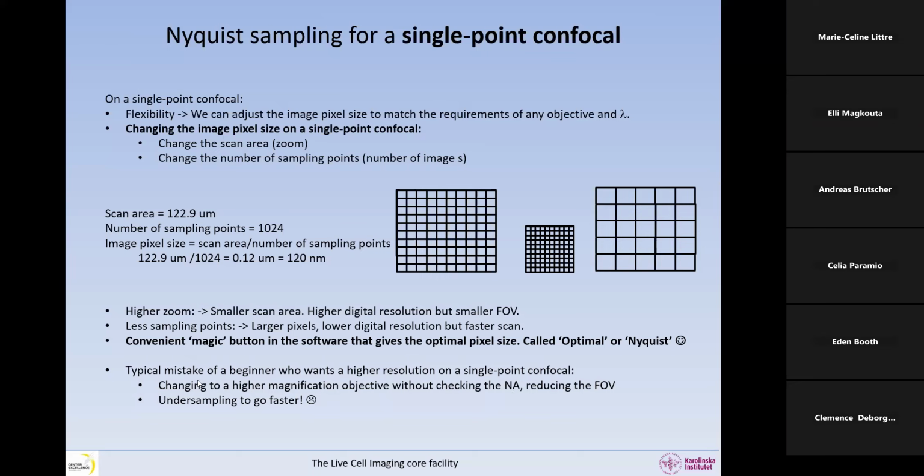And at the same time, then they realize they go very, very slow. And so they undersample. So they use big pixels to go faster. And the result is that the image is limited by the digital resolution. So on a single point confocal, use the magic button, except if you have a reason not to.